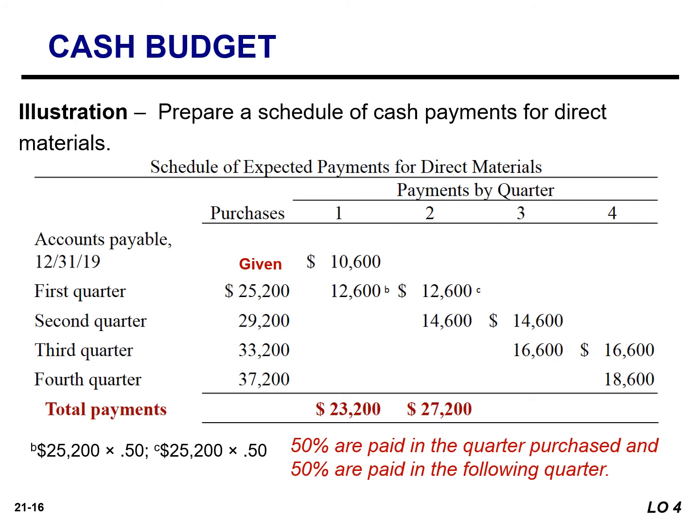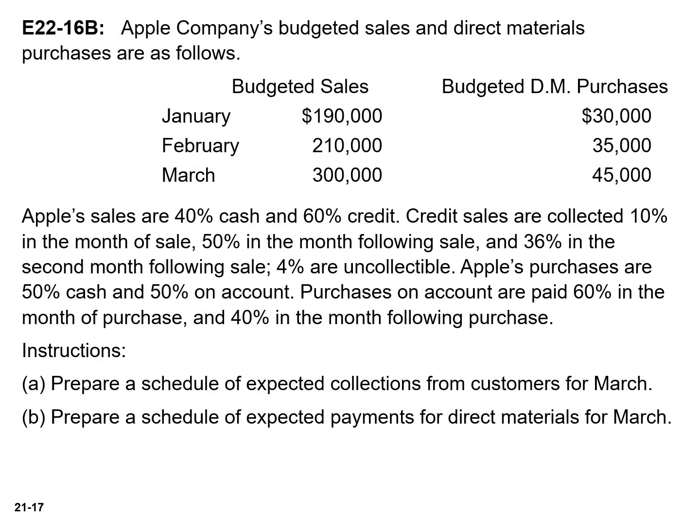At the end of December, the company has not paid for 50% of the fourth quarter purchases. We will report that payable on the balance sheet. The solutions to this exercise will be provided in another video.